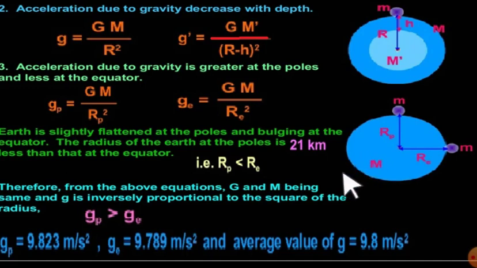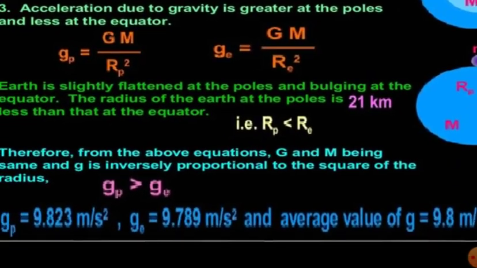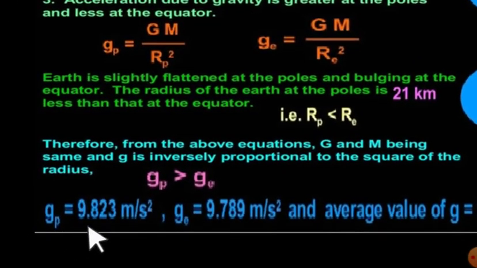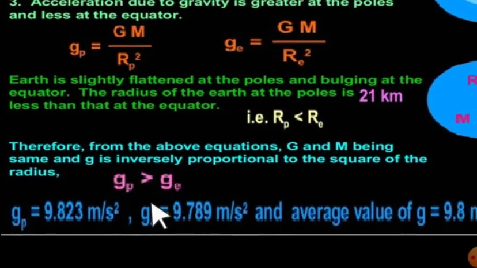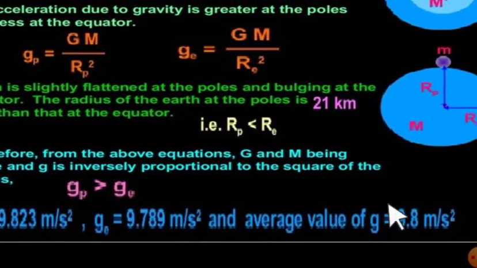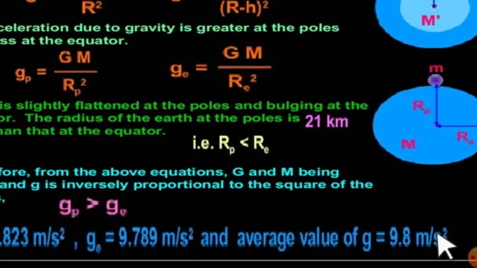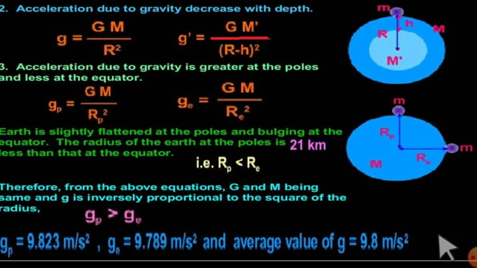Got it? If you want to know the actual values, then you can have it here like this. Acceleration due to gravity at the poles will be around 9.823 meter per second square. Acceleration due to gravity at the equator will be 9.789. So see, there is a difference, and we may take the average value as 9.8 meter per second square. Whatever acceleration due to gravity we use, 9.8, is the average value, right?